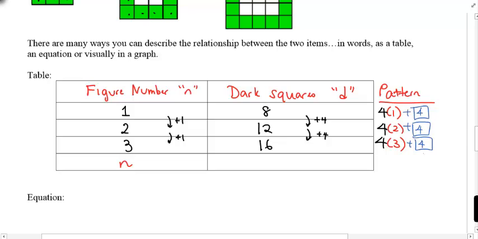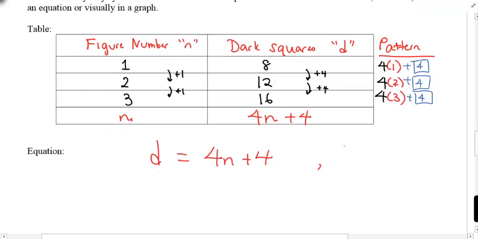So what is our lovely pattern here? And how can I write an expression for the number of dark squares? It's 4. And that 1, 2, 3 just becomes my n value. And it's 4n plus 4. So our equation here is D equals 4n plus 4. And let's label our variables here. D equals the dark squares, and n equals the figure number.